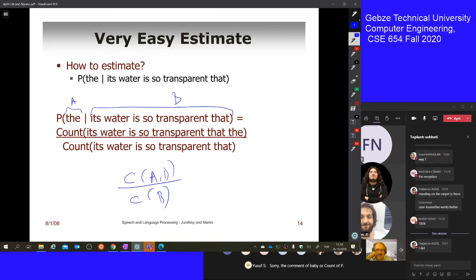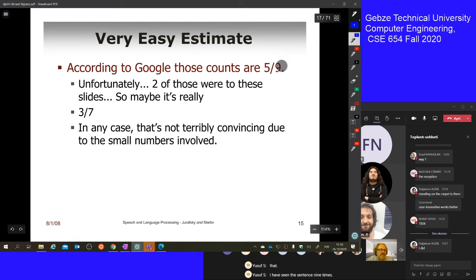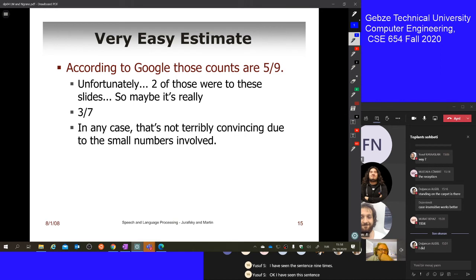How many times did you see this? And after each of them, how many times did you add a "the" to it? The thing is that if you make a search on Google, it says that I have seen this sentence 9 times, and on 5 of them there is a "the" at the end. The problem is that this is too little statistics, and many of these sentences from Google come from these very slides. So that's not good statistics. That's not what we're going to do.